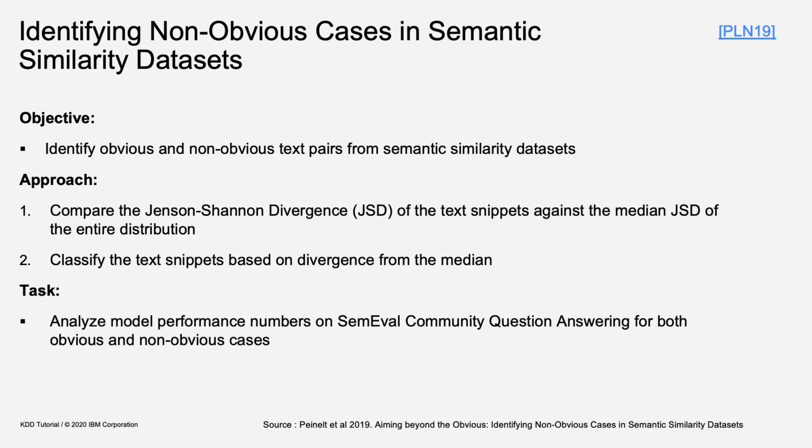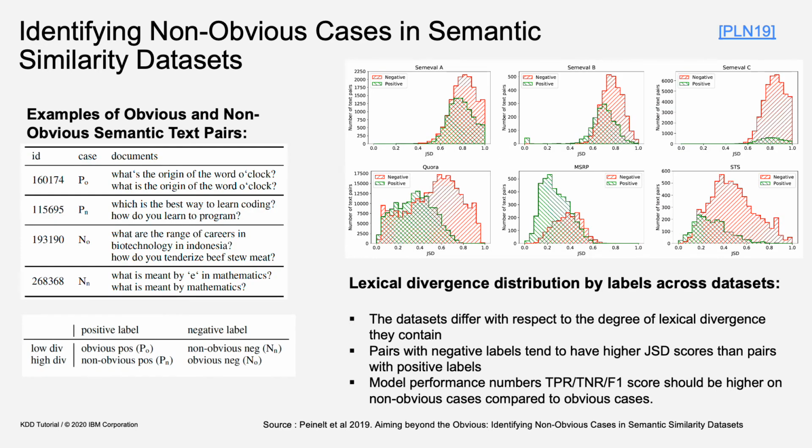The approach the authors take is to compare the Jensen-Shannon divergence (JSD) of the text snippets against the median JSD of the entire distribution, and categorize the text pairs having low versus high divergence. The task they evaluate their approach on is the SemEval community question answering, where the objective is to rank relevant posts above irrelevant ones, given a text query. Some examples of obvious and non-obvious pairs are shown in the first figure.